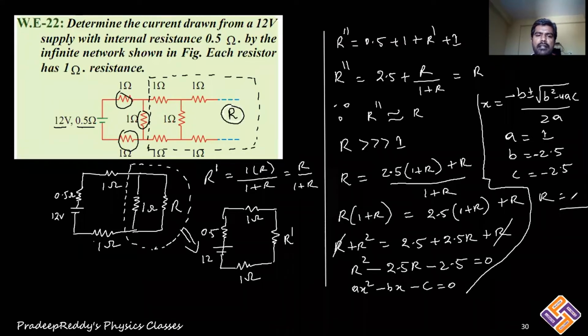Take that R and substitute it in this expression. The R double dash expression is there, right? In this R double dash expression, you can substitute the value of R so that you will get the effective resistance in the circuit. This is the procedure to solve infinite ladder problems.